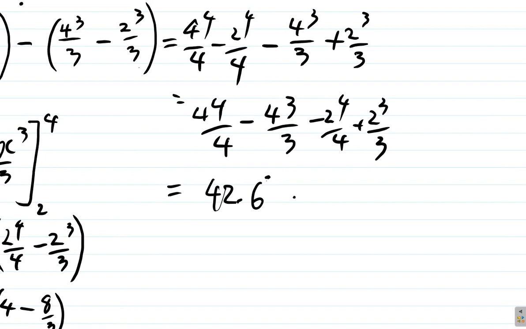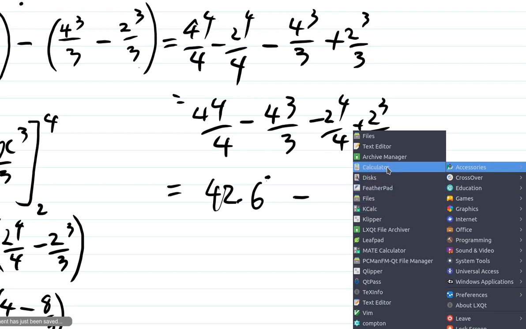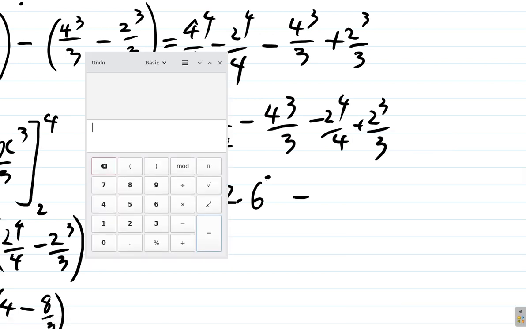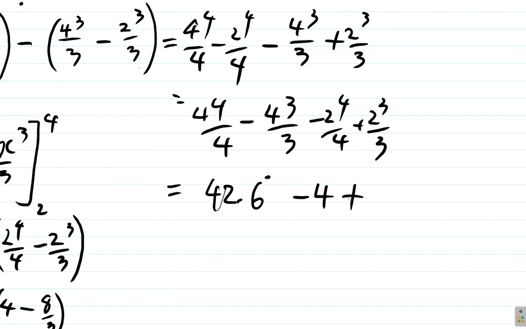Right? Minus. What about 2 to the 4 over 4 plus 2 to the 3 over 3? What will that give us? Let us see. We have minus 2 to the 4 over 4. Well, 2 to the 4 is 16. 16 over 4 is 4. So we know that this is 4. Plus 2 cubed is 8. 8 over 3. Right?